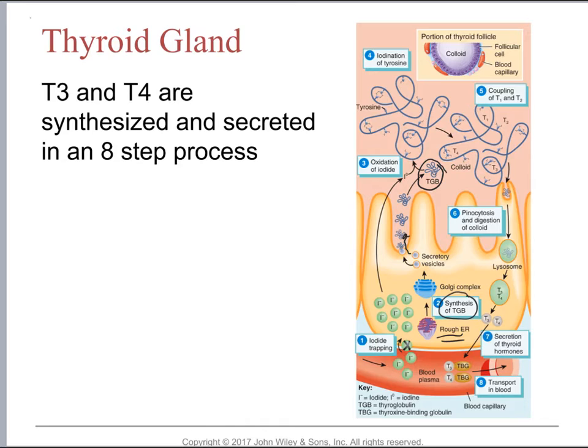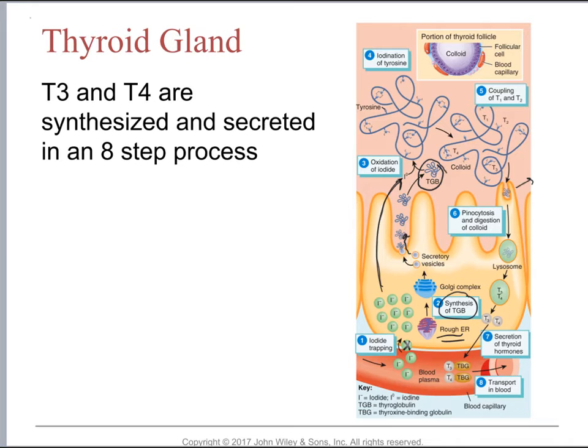Once into the cell, it's going to move into the colloid, so we follow it into the colloid, at which point we're going to see the oxidation of iodide. Now, once that iodide is oxidized, it's going to assist in the iodination of tyrosine. The iodination of tyrosine causes a coupling of T1 and T2. Now, that coupling is going to be drunk, so this is cell drinking. The cell is going to reach out, drink the colloid, so pinocytosis and digestion of the colloid.